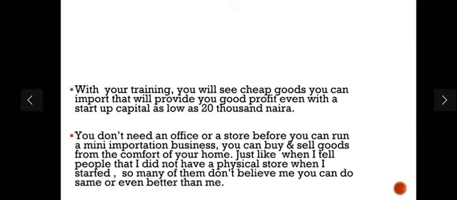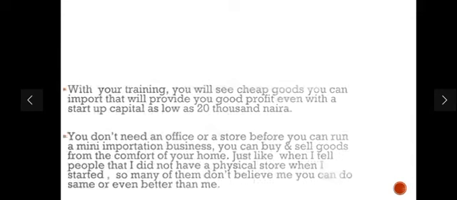Just like when I tell people that I don't even have a physical shop, some persons don't believe me. No, I don't have. I already have clients that I import and supply to. So you can do so, or even better still, you can even be better than me.